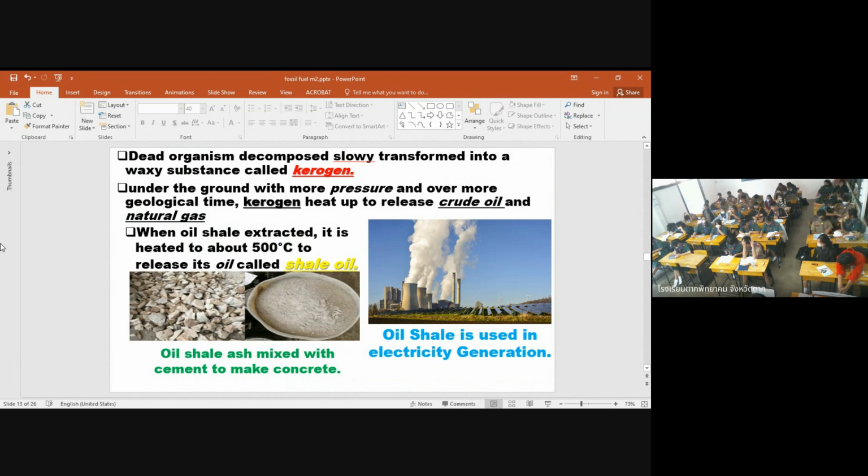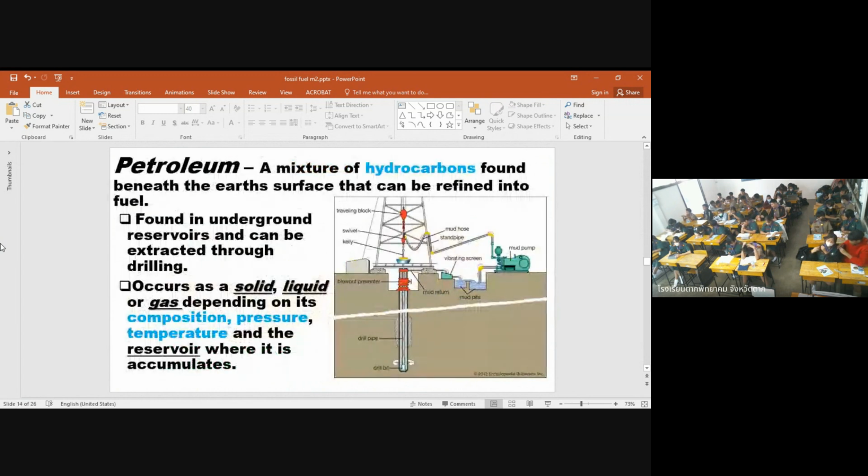And of course, oil shale is used in electricity generation. Okay, again, oil shale is used in electricity generation. So these are the examples of oil shale from the heat-up of your kerogen. So we have next.